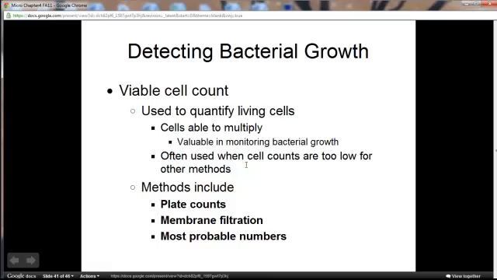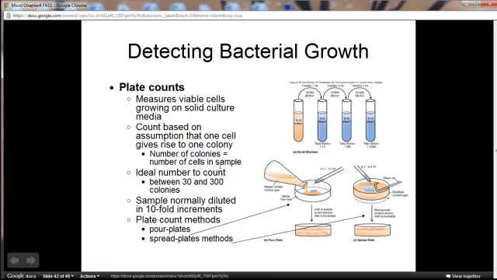The problem is that in order to do that, it's going to take more time, and the methods involved are going to be a little bit more laborious. They're going to be a little bit more difficult and more complicated. So let's talk about 3 ways in which we could try to achieve a viable cell count.